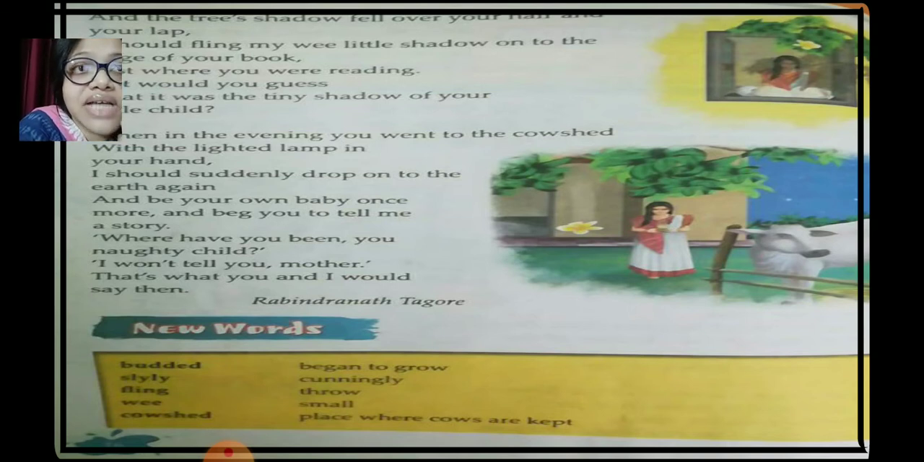So, this is the poem Champa Flower. So we have done the recitation. All of you need to learn this poem. Now we will go to the explanation stanza wise.